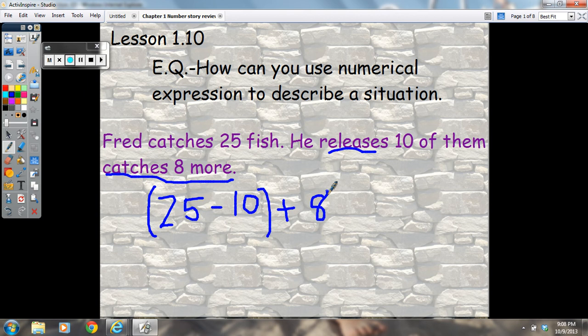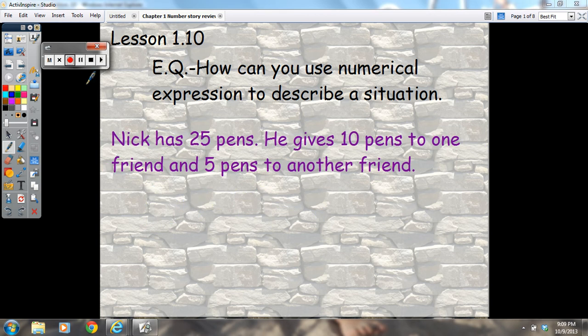And this is what our numerical expression should look like to match this situation. He has 25 fish, he releases 10, after that he catches 8 more. That would show you 8, but I would have to add the 8 onto the total that he had left after he released the 10. So that's an extra step involved. Could be a little bit more complicated, but if you break it down step by step, you should be able to be fine with that. Let's look at another example.